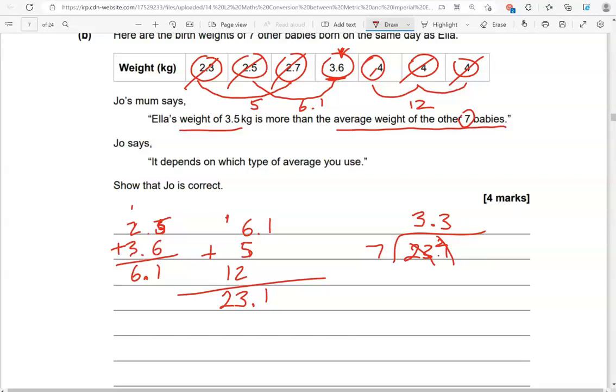So if I use the median, Ella's weight is lower than the average weight of the other 7 babies. So Joe is correct when he says it depends on what type of average you use.